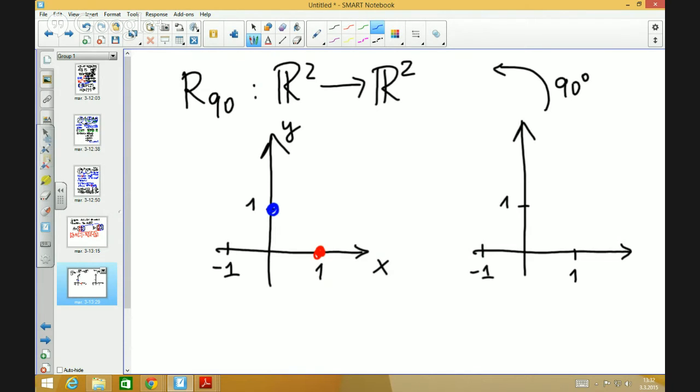So where does 1, 0 go if you move it counterclockwise by 90 degrees? It goes to 0, 1. So it goes here. Sorry, change color. That's where it goes. We move it this way, 90 degrees. So where does the blue point go if you move it by 90 degrees against the clock? It goes to -1, 0. So the blue point moves there. So it goes here. So this is the effect that the transformation R90 has.